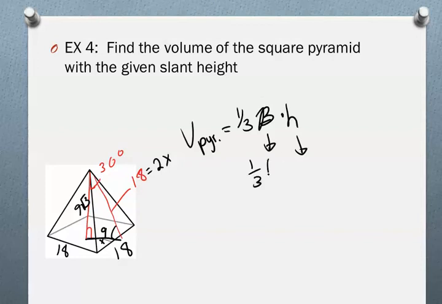So we'll go ahead and calculate, taking 1/3 of the base, 18 times 18, times the height, which is 9 square root of 3. And that gives us 972 times square root of 3 units cubed.